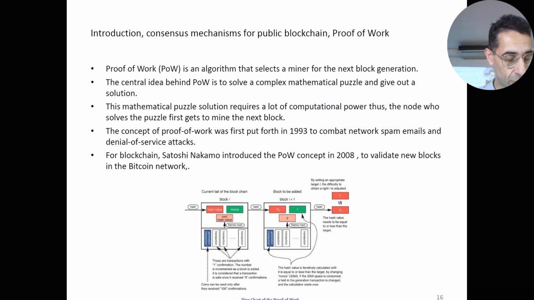The concept of proof of work was first put forth in 1993 to combat network spam emails and denial of service attacks. For blockchain, according to bibliography, it was first utilized by Satoshi Nakamoto, the alleged inventor of Bitcoin. It was introduced as a concept in 2008 to validate new blocks in the Bitcoin network.